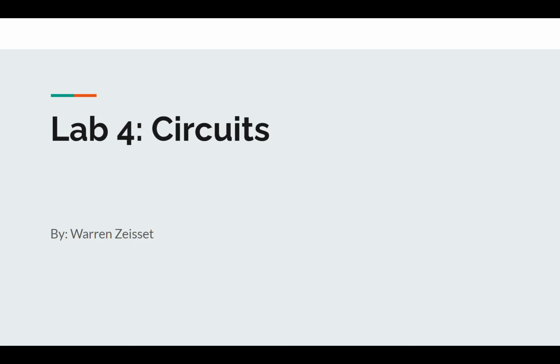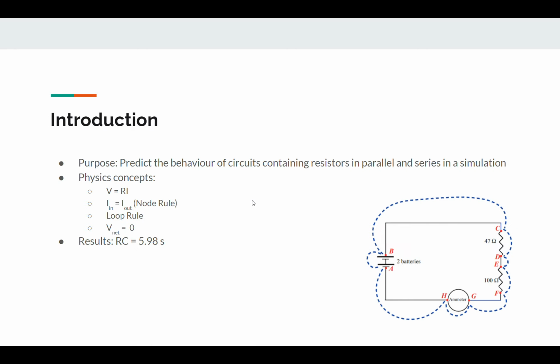Alright, this is Lab 4 Circuits. The purpose of this lab was to predict the behavior of circuits containing resistors in parallel and series in a simulation. The physics concepts needed to understand this are how to find voltage in a resistor, your node rule, loop rule, and that the net overall voltage is 0. In the end, I found that the RC circuit was about 5.96 seconds.